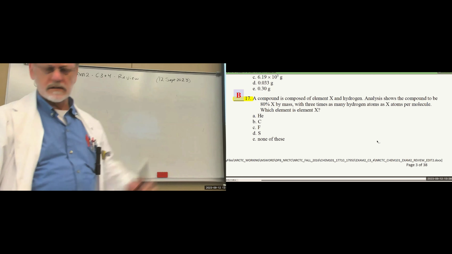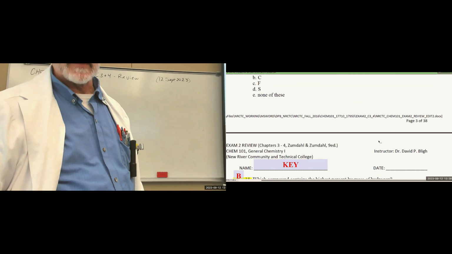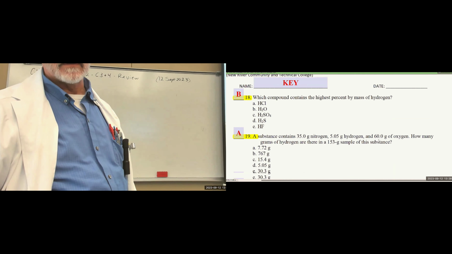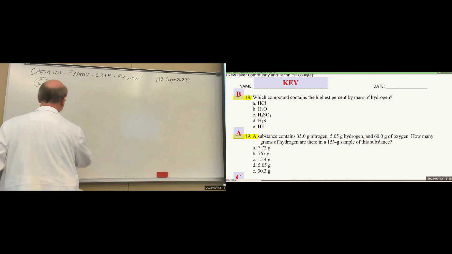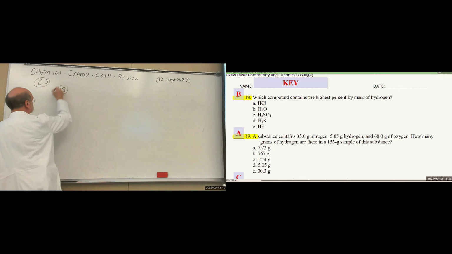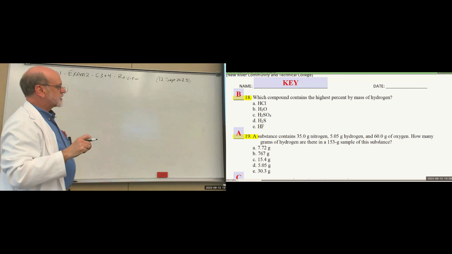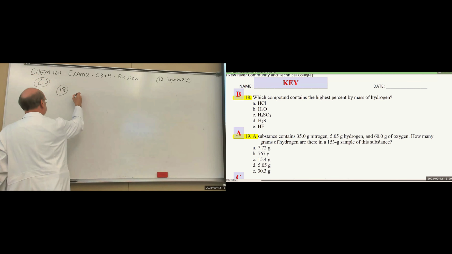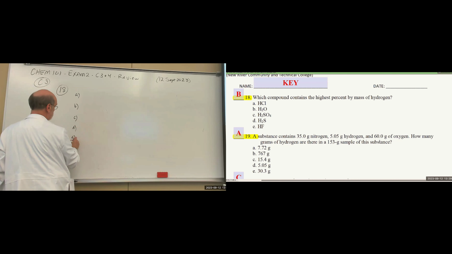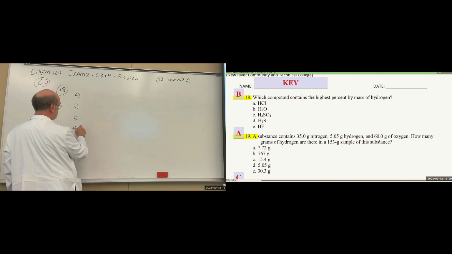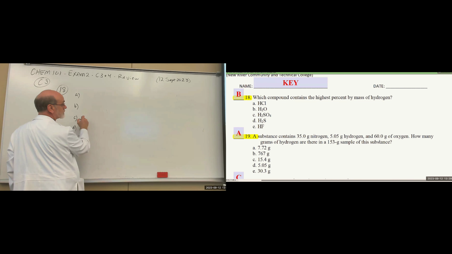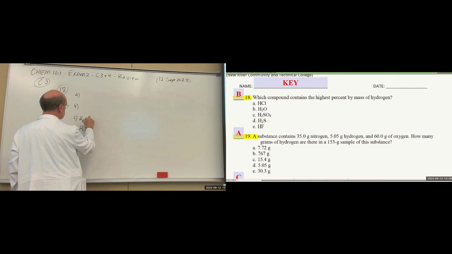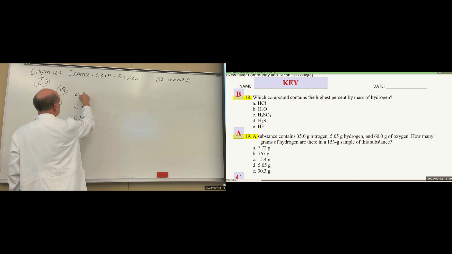Okay, 17. We have 15 minutes. Let's see how many we can get in that time. Let's see, 18. Which compound contains the highest percent of mass by mass of hydrogen? Okay, in this one, we need to compare: HF, H2S, H2SO4, H2O, and HCl.